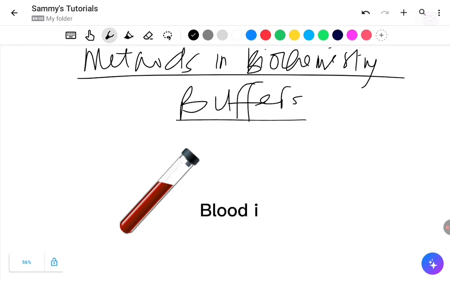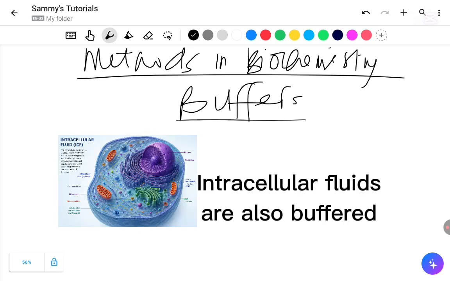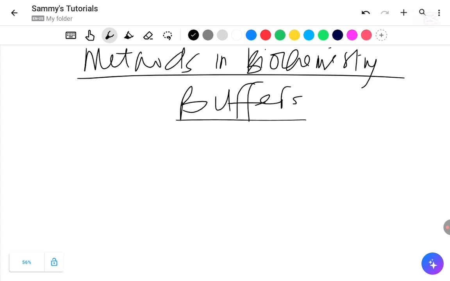The blood is buffered. The body fluids are buffered, so that any little amount of acid that goes in there cannot change the pH of the body. Because if the pH of the body changes, it means death, straight. You understand? So that's what buffers are.